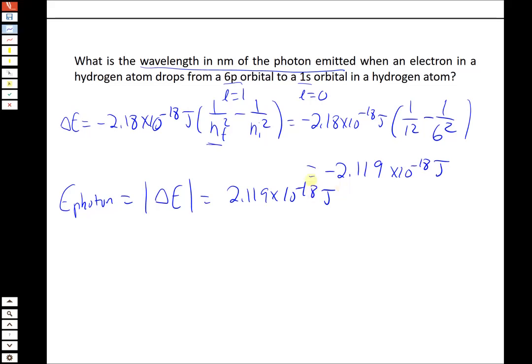Alright, so then once we have this number, that's the energy of the photon right there, and again, we're looking for the wavelength. Energy of the photon is equal to h times c over lambda, so we're going to solve for lambda, which is hc divided by energy. Let's do my algebra correct here.